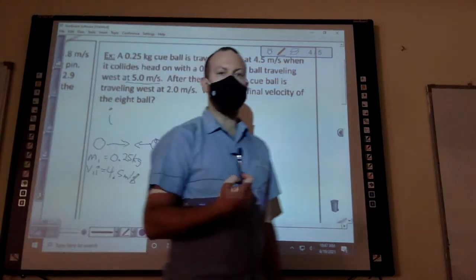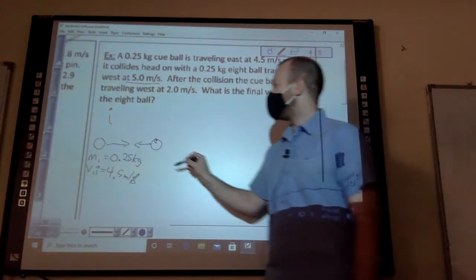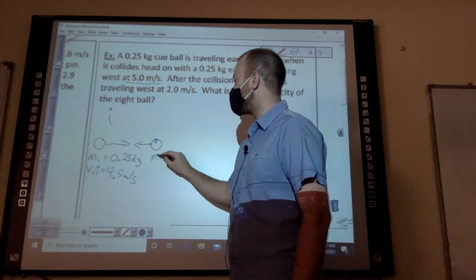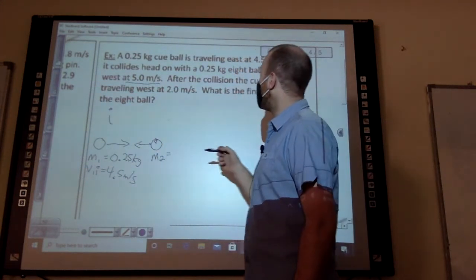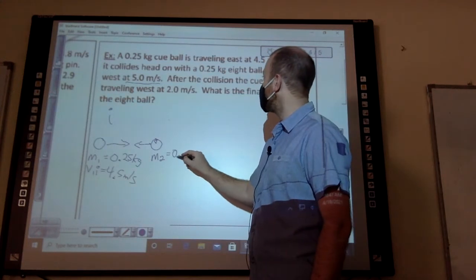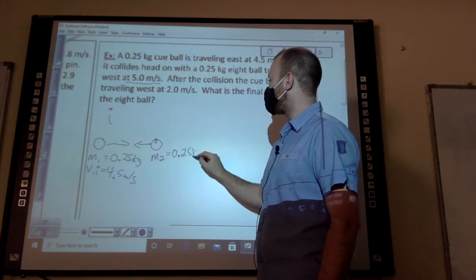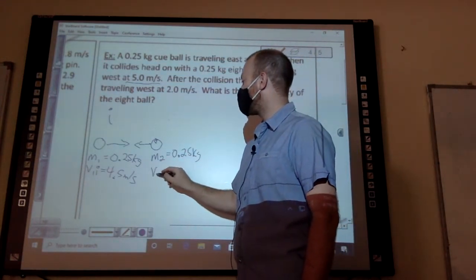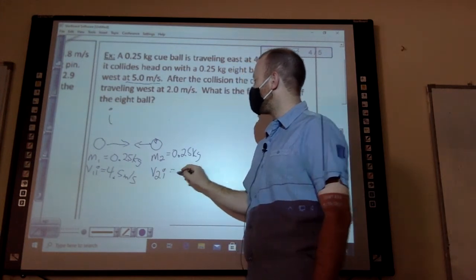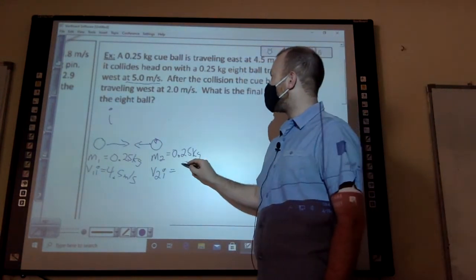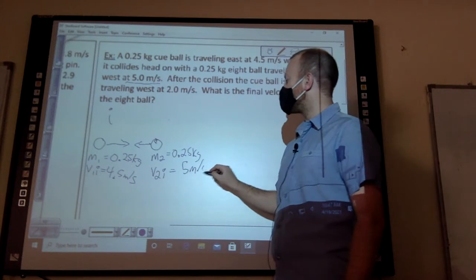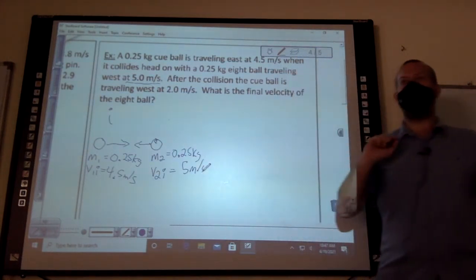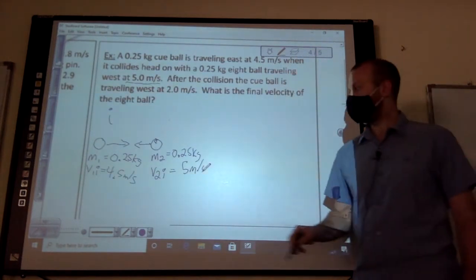And I can also write out the information for the cue ball, or the 8 ball, sorry, which is, we'll call M2. Has the same mass conveniently. And V2 initial, so it's 5 meters per second, but because it's moving west, I need to put it as negative, yeah.